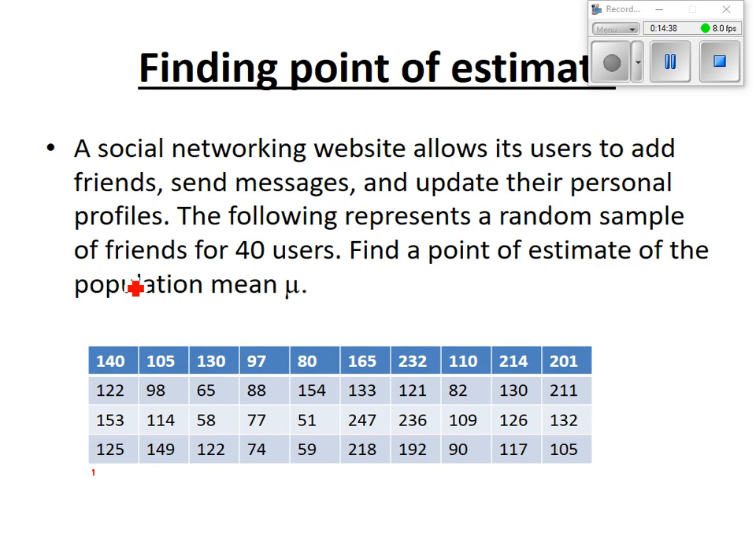Finding the point of estimate. A social networking website allows its users to add friends, send messages, and update their personal profiles. The following represents a random sample of friends for 40 different users. Find the point of estimate of the population mean. So we don't know the whole population. These are how many friends each one of these users have.